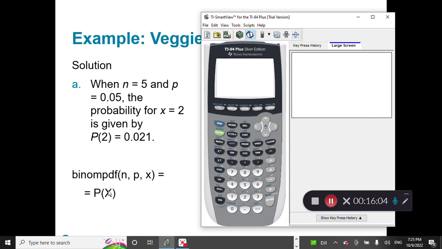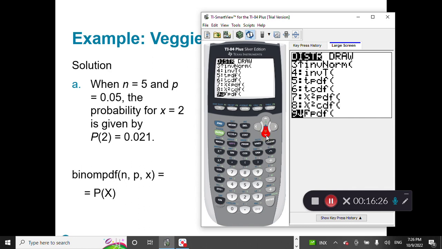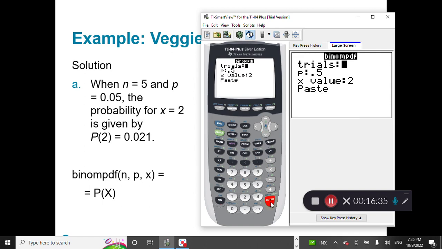The commands are as follows. We're going to hit the second key, and then we're going to go to the vars key, because if you see in small letters above vars, it says distribution. So here we're in the distribution menu, and we're going to scroll down until you find that binomial PDF command. In my calculator, it's letter A. It might be slightly different on yours. So we're going to go ahead and hit enter.